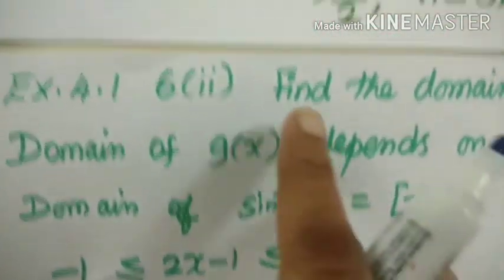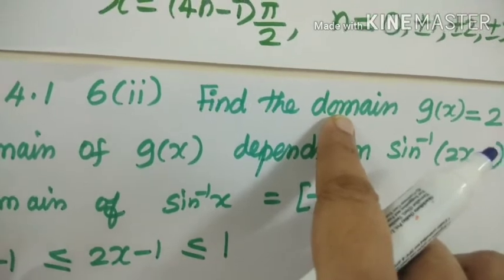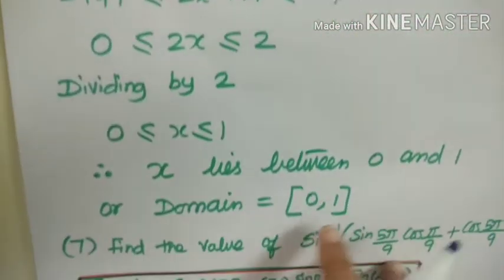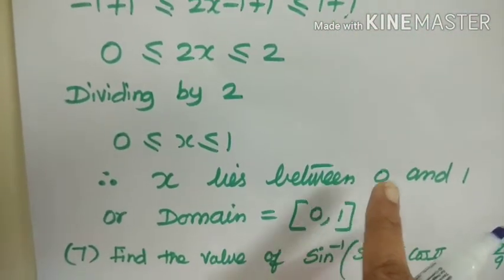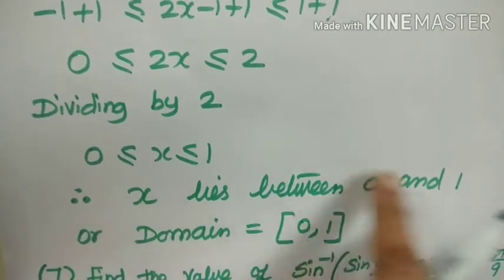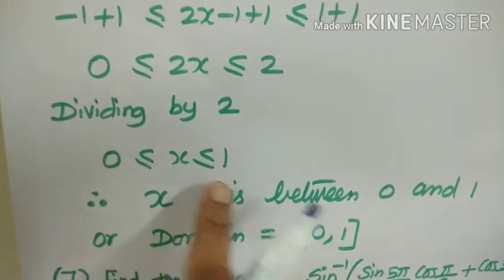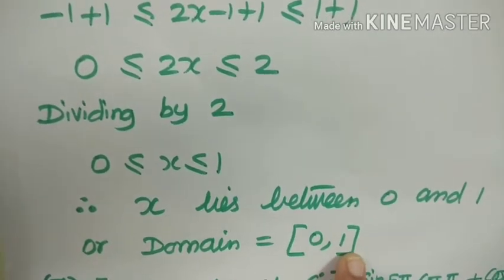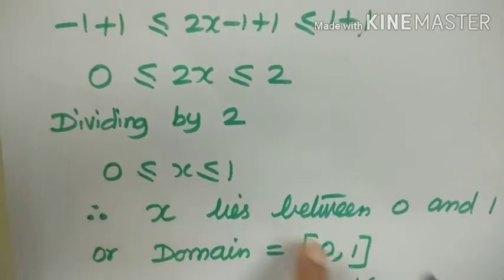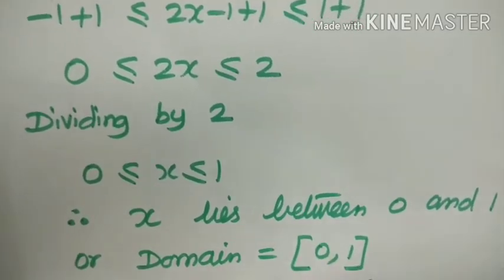The question is to find the domain. Domain tells me what are all the possible values for x. So what are the possible values for x? Only between 0 and 1. So you can write it as between 0 and 1, in inequality form, or else write the closed interval. Whenever the equal symbol is coming, put a closed interval. So the domain is the closed interval [0, 1].